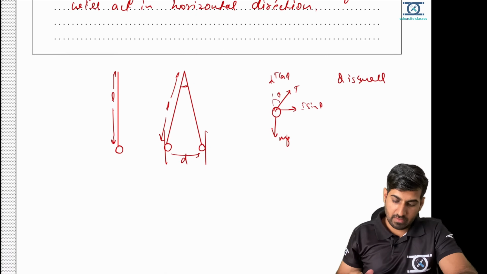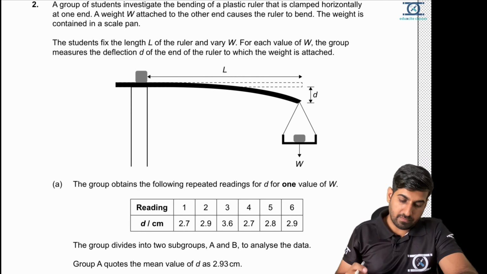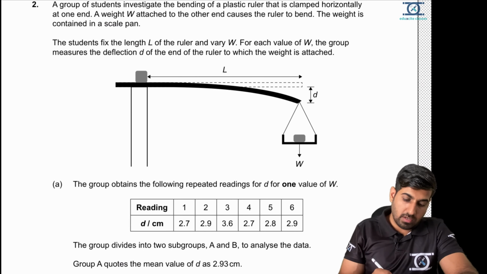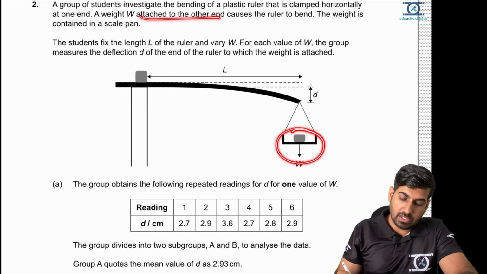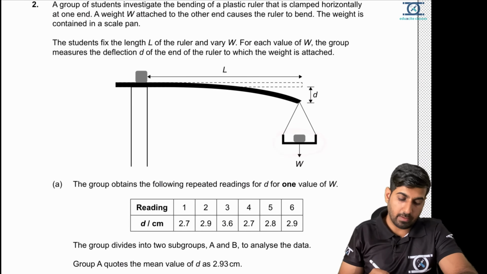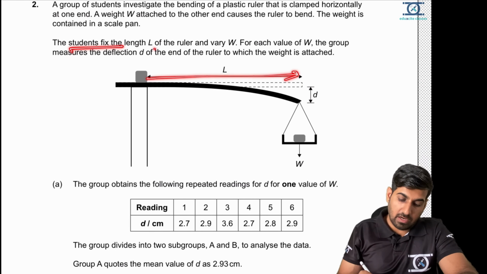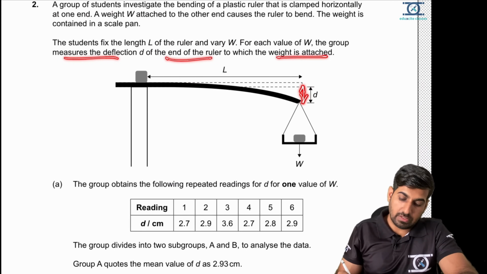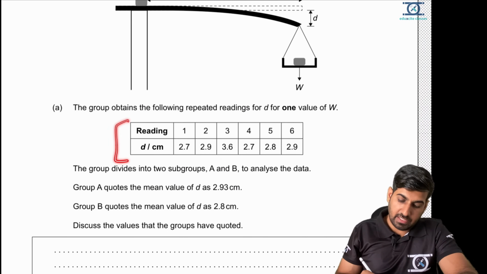Okay, now the second question for the 1B paper. A group of students investigate the bending of a plastic ruler that is clamped horizontally at one end. A weight W attached to the other end causes the ruler to bend. The weight is contained in a scale pan. The students fixed the length L of the ruler and varied the weight which was carried. The group measures the deflection from one end of the ruler to which the weight is attached, and these are the data that they have gathered.